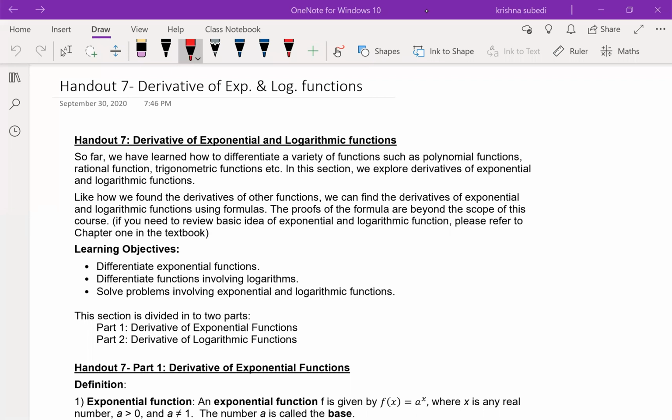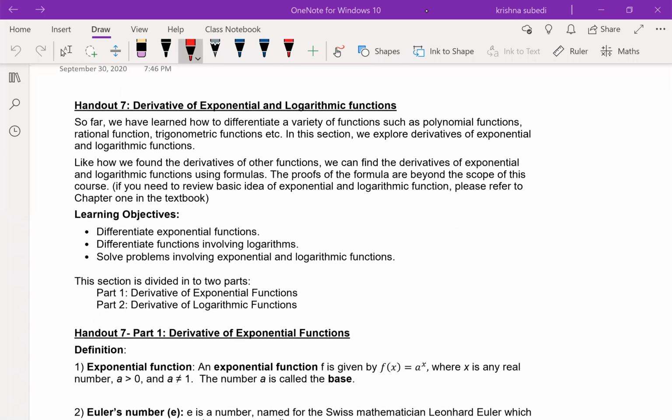All right. If you need a little bit of a review about exponential and logarithmic functions, you can always go back to chapter 1 in your textbook and review whenever you have time. But I trust that everybody did it at the beginning of the semester. You actually did a practice exercise that involved exponential and logarithmic functions, so I think you have the basic idea of what these functions are. So here are the learning objectives for today's class. Differentiate exponential functions. You will be able to differentiate functions involving logarithms and then apply exponential and logarithmic functions to solve real world problems.